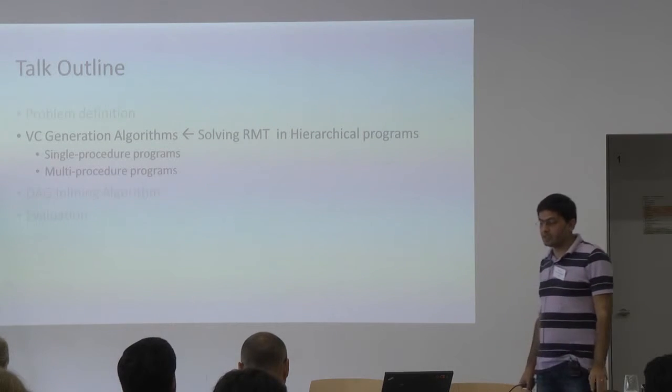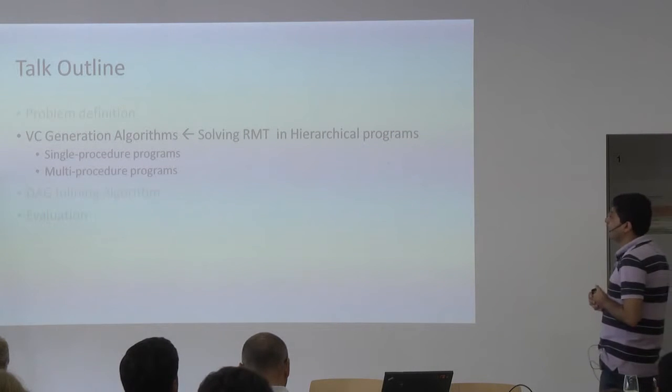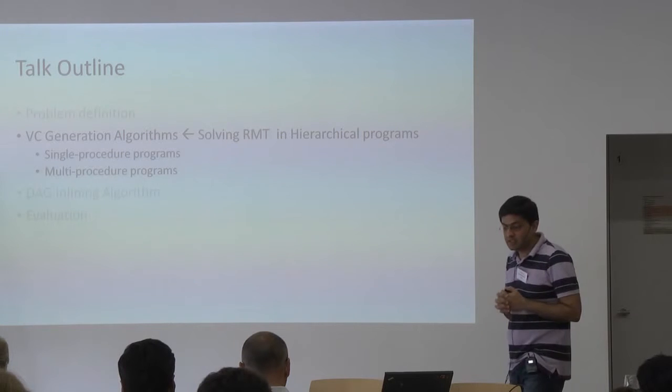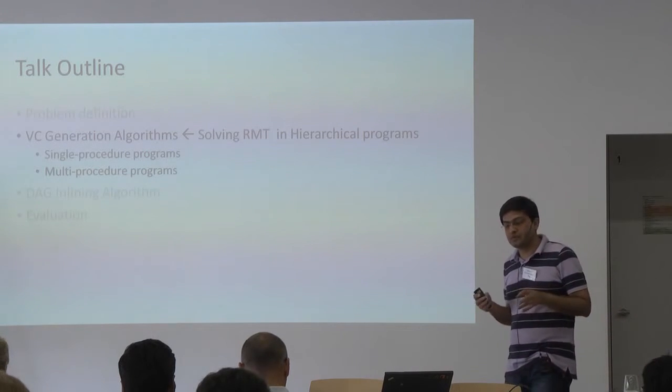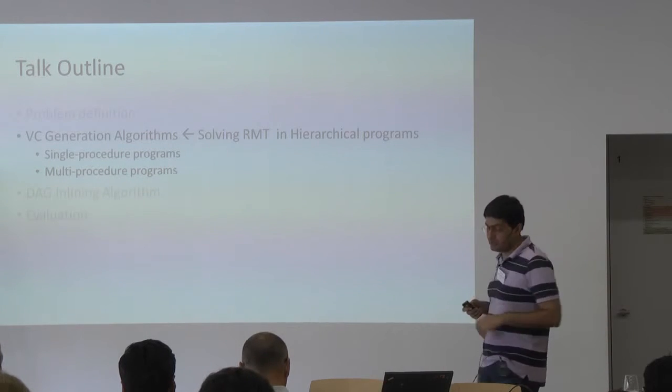Okay, so let's look at VC generation. So we are going to start by solving RMT on single procedure programs. I'll describe that first, and then show the generalization to multiple procedure programs in which I'll use tree inlining, the standard exponential explosion, and then get into DAG inlining.